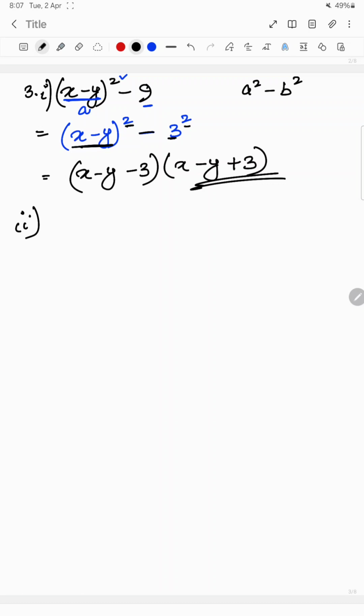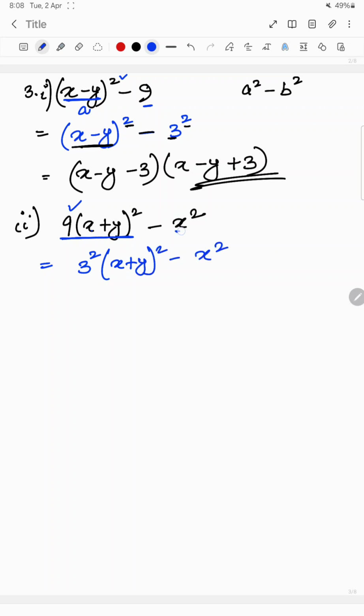Question number 3.2 is 9x plus y whole square, okay, minus x square. So here in this question you see this entire is one number. 9x plus y whole square is one number. So here 9 is a square of 3, so I can write 3 square x plus y whole square minus x square. So b is x and already it's with square. All right, so here I have 3 and I have x plus y. So I can write this 3x plus y as a single number whole to the power square, minus x square.